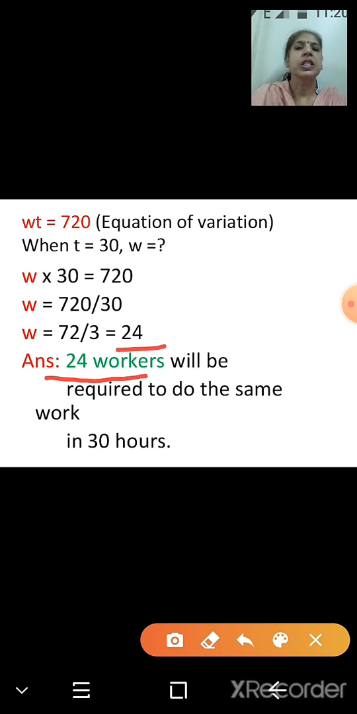Answer is 24. Now this answer we have to write in a statement. It is a word problem. So the answer is: 24 workers will be required to do the same work in 30 hours. You have to write in full statement.